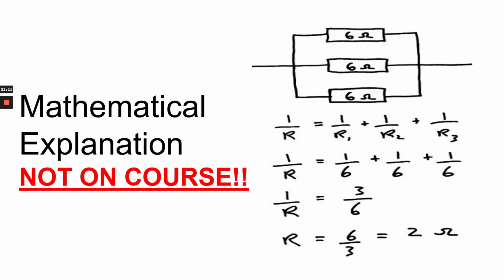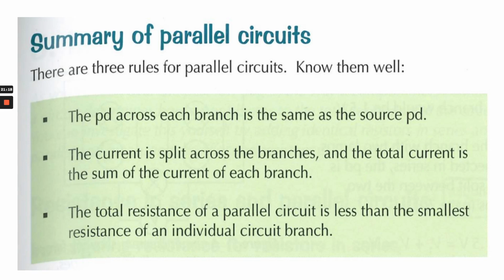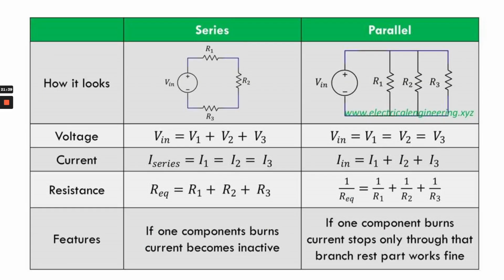This isn't on your course, but if you want to know the maths to why the resistance decreases, there you go. But here is the summary of parallel circuits. The potential difference is the same as the source, so all the light bulbs stay the same brightness. The current is split among branches, so each component gets the current it needs, not just the one current. And finally, the total resistance is less than the smallest resistance of an individual circuit. This sums it all up.